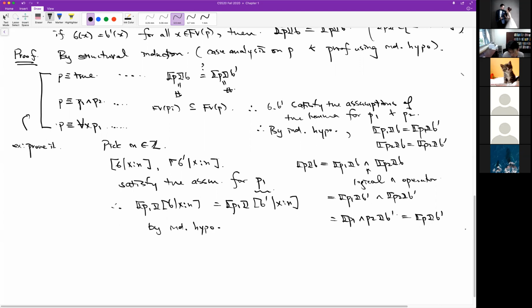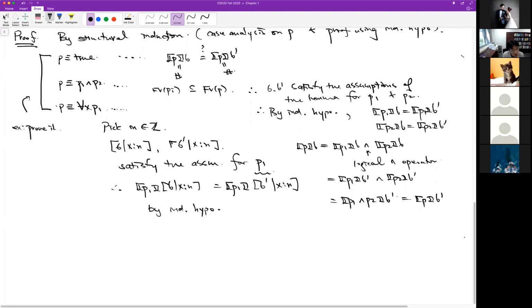So what we have shown is that for any n, if we extend sigma with this binding, x gets mapped to n, sigma prime, with the same binding, the body of the universal quantification will have the same meaning.